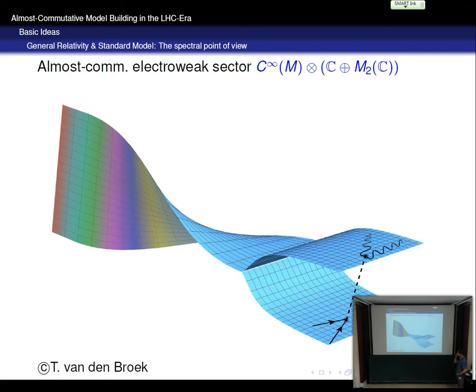And Thijs Vandenbroek has made a very nice picture of how to think about these non-commutative or almost commutative manifolds. If you just take part of it, so take this as the electroweak sector of the finite internal space, then we can think of this as space-time, which then splits at a certain energy into two sheets, where the Higgs is really giving you the distance between the two sheets. One sheet is the complex numbers, and one sheet is the 2x2 matrices.